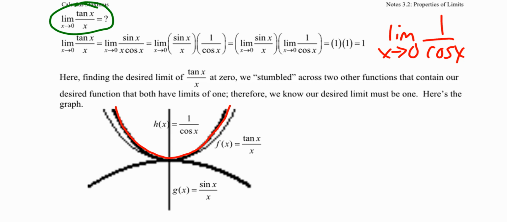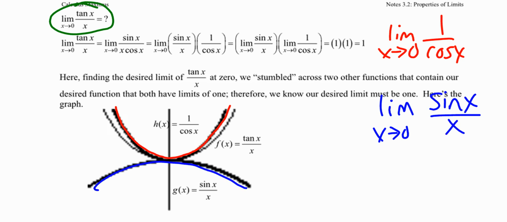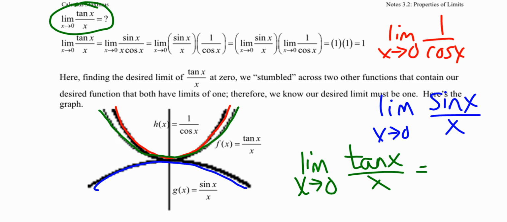Okay, the limit as x approaches 0 of sine of x over x. We know that as one of our trig limits. That's just 1. So if we can show that tangent of x over x lies in between those in a certain region, then by the sandwich or squeeze theorem, the limit of tangent of x over x equals 1 as well.